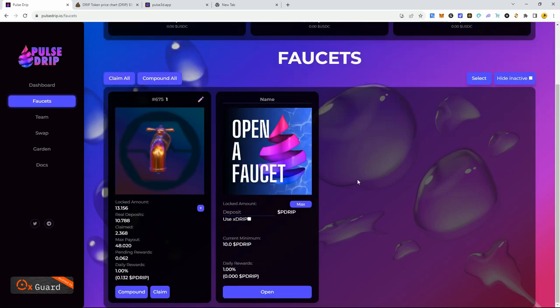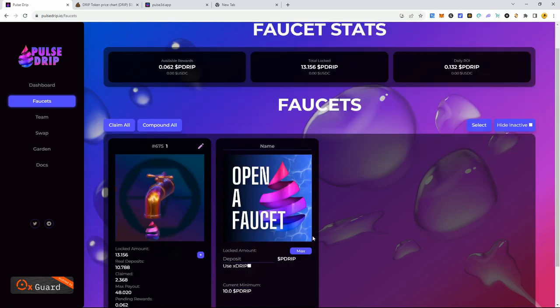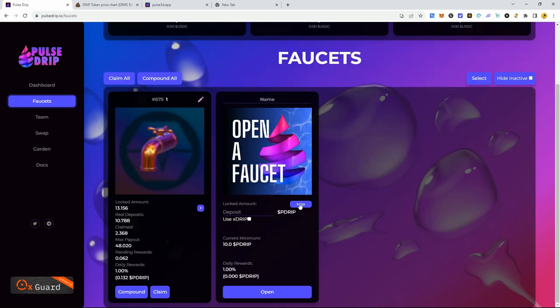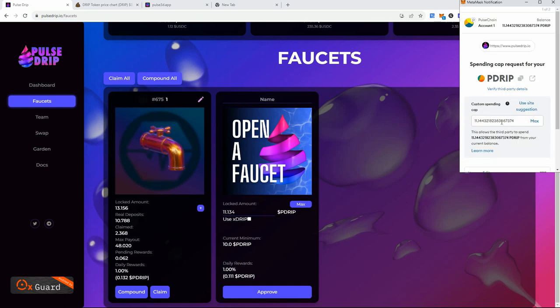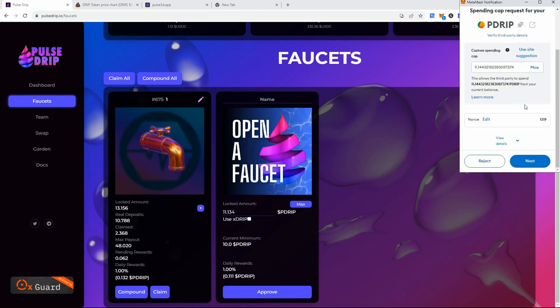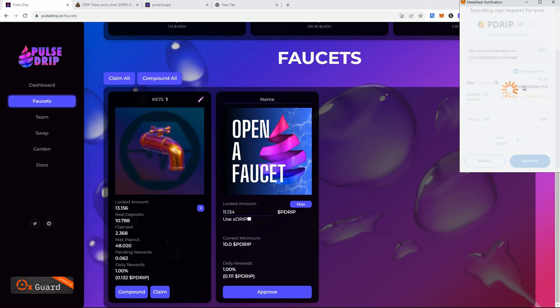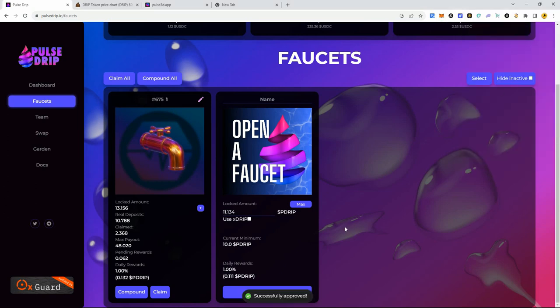So what you're going to do is you're going to put the amount of drip in here. We're going to do max. 11.134. Okay. We're using the pDrip. The xDrip was for the pre-sale people. Minimum is 10. We're going to press approve. Brings up a transaction to confirm. Now we're going to hit max. This is letting the wallet use our pDrip. Press next. Fee super low. Press approve. Okay. So now it's approved.